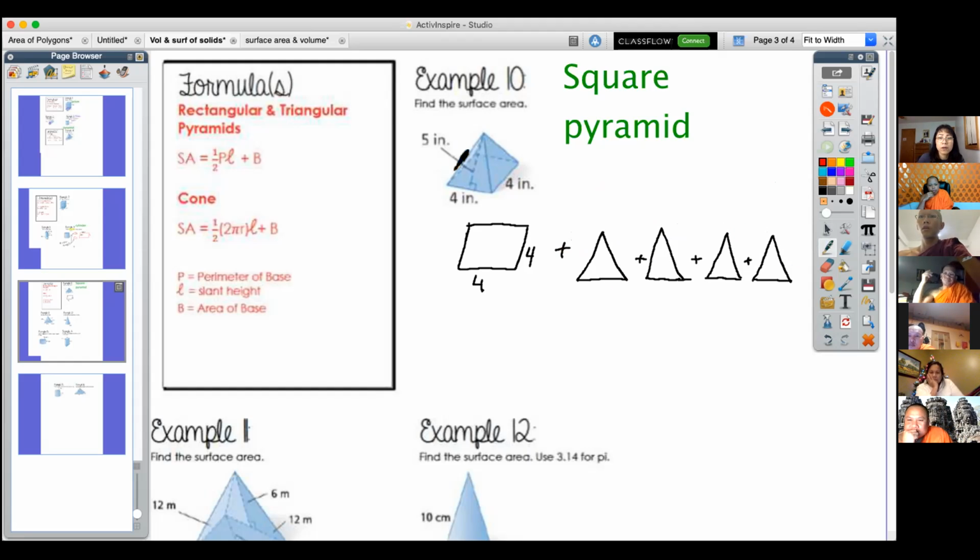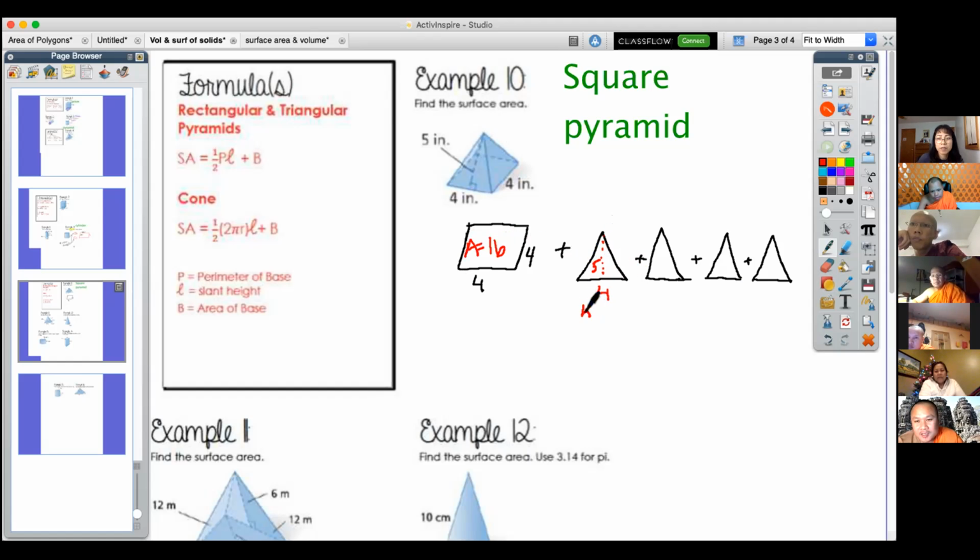Okay, so each here is 4. And what's the height of my triangle? 5. Yeah, okay. So they look the same. So if you find one, you find all, okay? So 4 times 4, what's the area? 16. Very good.